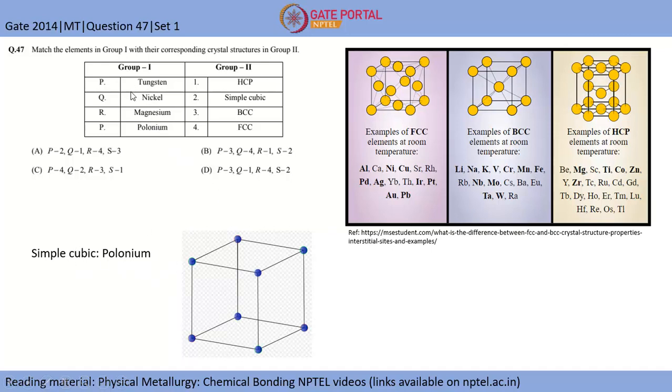So here you can see that tungsten, which is denoted by W, is BCC. So P is 3. And nickel is FCC crystal structure, so Q is 4. P3, Q4. Magnesium is HCP, so R is 1, and polonium is simple cubic, so S is 2. Sorry, that was a spelling mistake, it is S basically. So polonium is 2, simple cubic. So P3, Q4, R1, S2. The correct answer will be B.